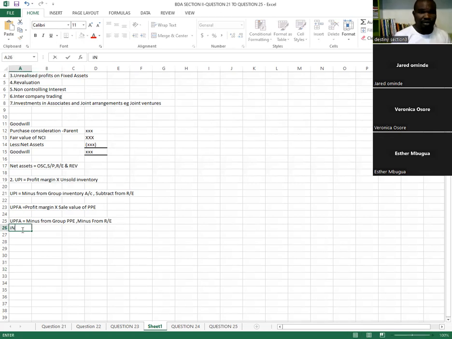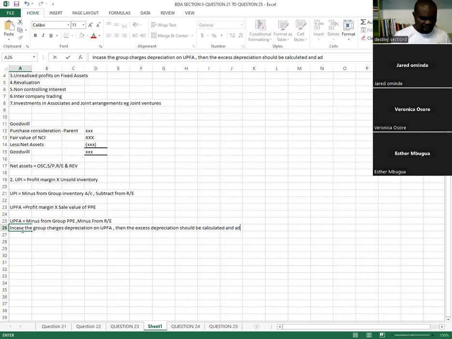Then, in case, I hope you are writing or you are following keenly, in case the group charges depreciation on UPFA, then the excess depreciation should be calculated and adjusted as follows.